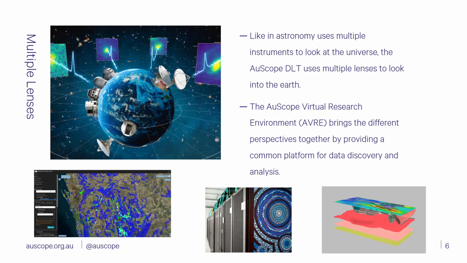The downward-looking telescope can be seen as an analogy to astronomy telescopes. Astronomers and astrophysicists use different instruments to look at phenomena in the sky, and there's a data backend to bring it all together. In the same way, the downward-looking telescope is looking at the Earth through different lenses, and AVRE is part of the data backend that brings the different data streams together to help build a unified picture.